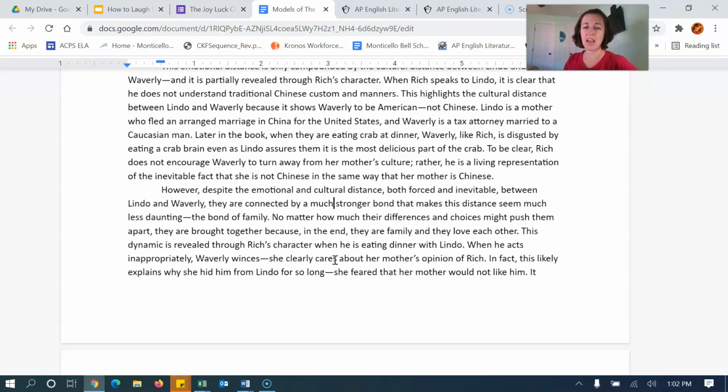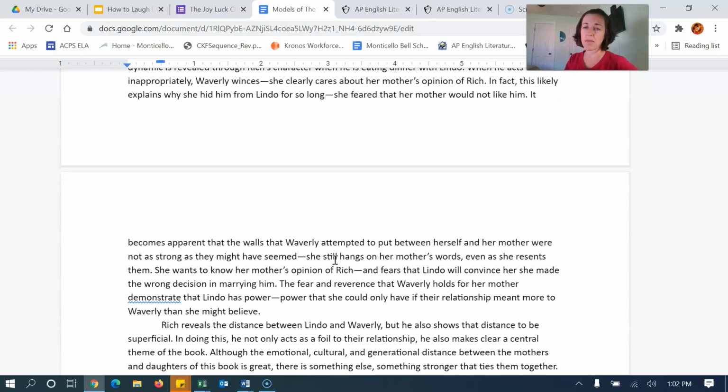Great evidence. She clearly cares so much about her mom's opinion of Rich, and that might explain why she hid him from Lindo for so long. She feared that her mom wouldn't like him. It becomes apparent the walls Waverly attempted to put between herself and her mom were not as strong as they might have seemed. She still hangs on to her mom's words, even as she resents them.